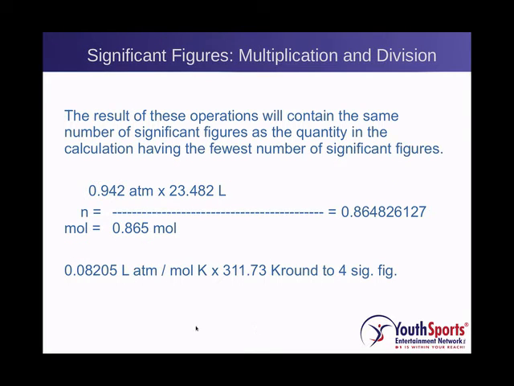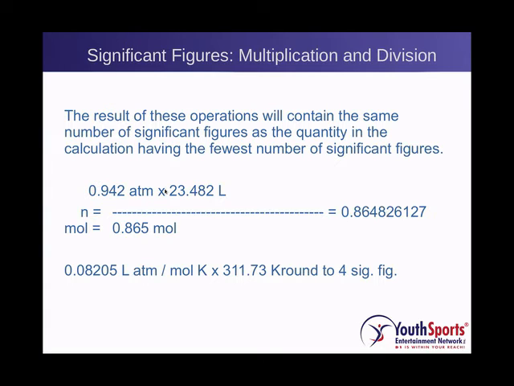Now, let's look at multiplication and division of numbers with different numbers of significant digits. For example, you've got 0.92 atmospheres multiplied by 23.482 liters. You get a number like 0.864826127. You started off with 3 significant figures here and 5 significant figures here, and you ended up with 9 digits. So, which ones are significant and which ones are not?